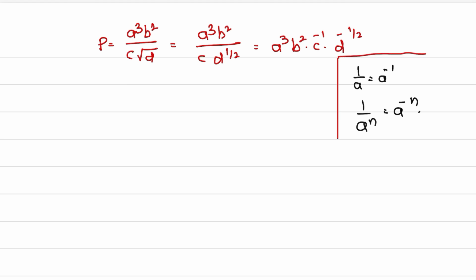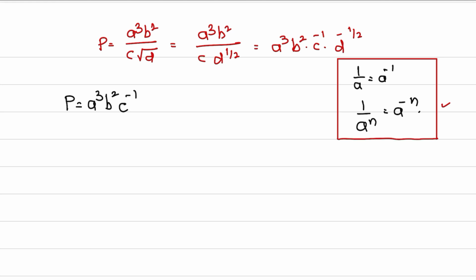On the basis of this information in mathematics, or rather arithmetics and mathematics fundamentals, we have simplified the given problem as P is equal to A cube B square C to the power of minus 1 D to the power of minus half. Now, it is in the form A to the power of L, B to the power of M, C to the power of N, D to the power of P, which I have discussed in the previous lecture. For further details, please refer to my previous lecture.